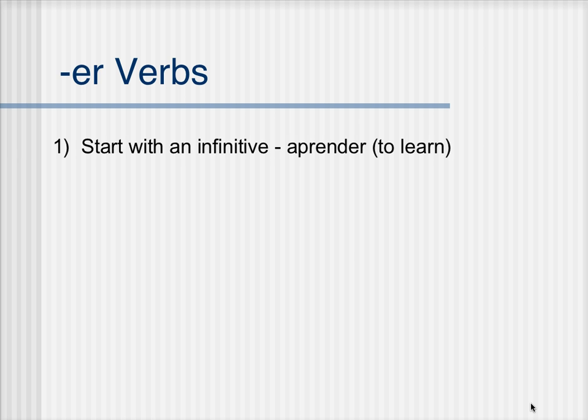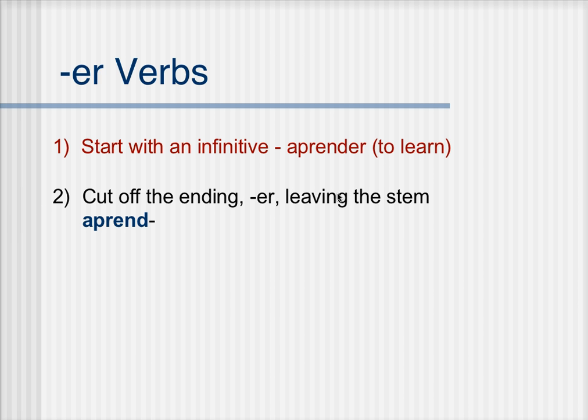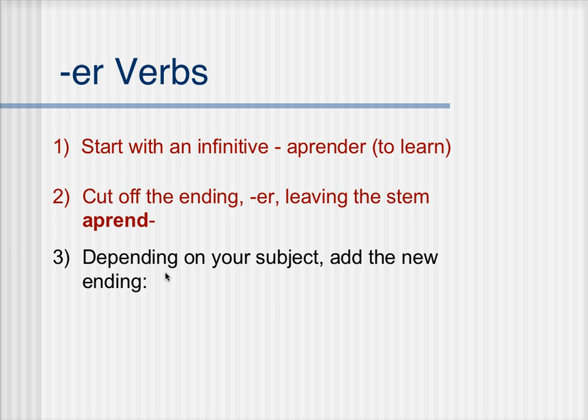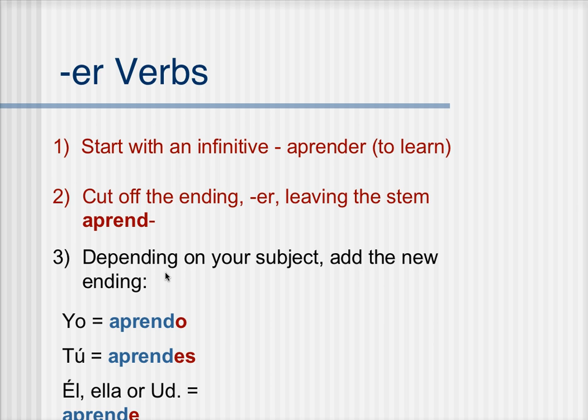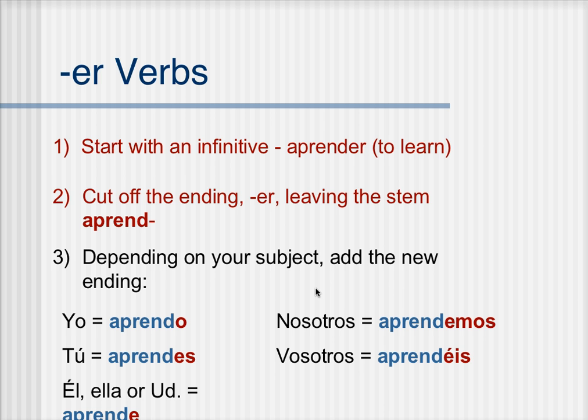Okay, moving on to the ER verbs. Same process. You start with your infinitive. This time we're using aprender, which means to learn. You cut off your ending ER, you're left with the stem aprend. In step 3, you're adding your new subjects. For the yo, aprendo, I learn. For the tú, aprendes, you learn. For the he, she, or usted, aprende. For the we, aprendemos. For the vosotros form, the you guys form, aprendéis. And for the they or the you all, it's aprenden.